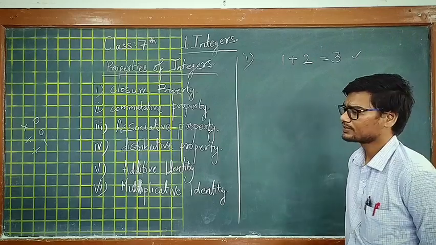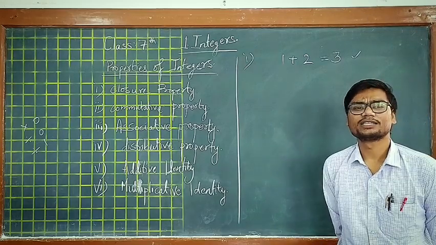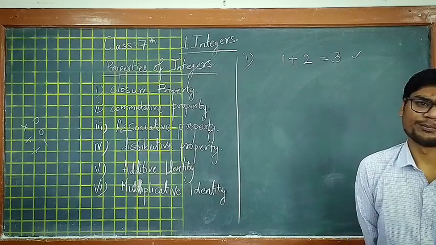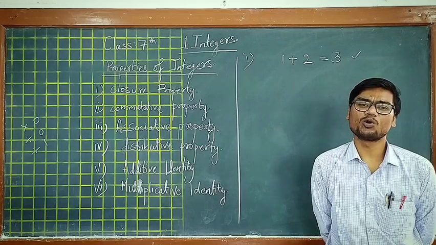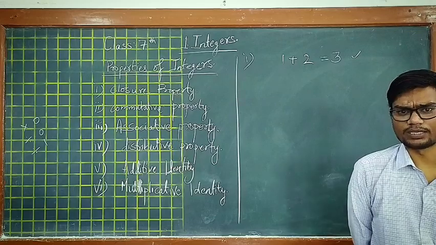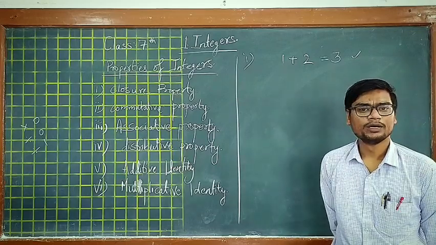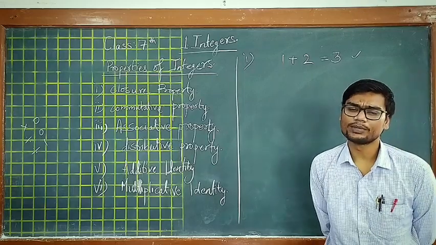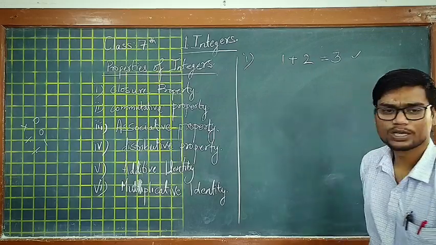What about subtraction? Earlier, in natural numbers and whole numbers, we saw that subtraction is not closed. For example, in natural numbers, when we subtract 2 from 1, we get minus 1, which is not a natural number. Therefore, subtraction was not closed in natural numbers. Similarly, in whole numbers, subtracting 2 from 1 gives minus 1, which is not a whole number. So subtraction was not closed in whole numbers.